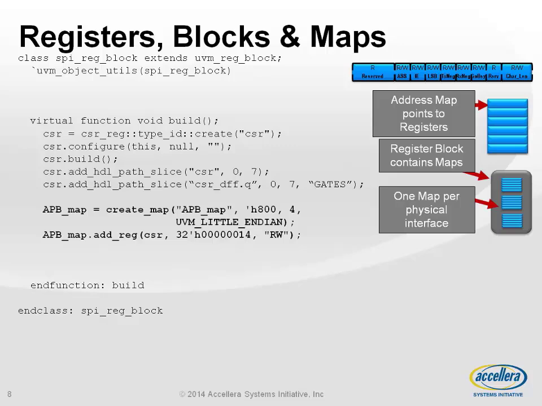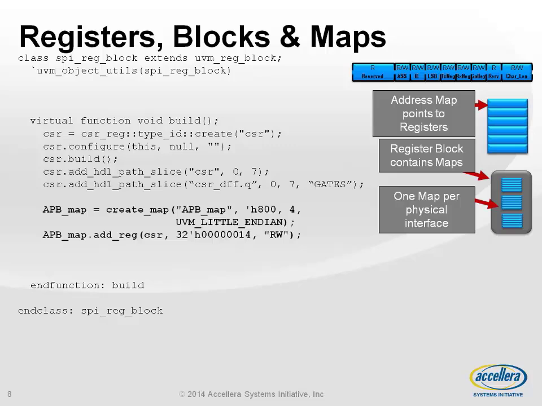So this is our APB map. We have the base address, the byte width, and whether it's little endian or big endian. And then we tell it to add the CSR register to that address map at this address, and then it's read-write. So for every register in the block, we build the register, we specify the path slice for it, and then we add it to the address map.